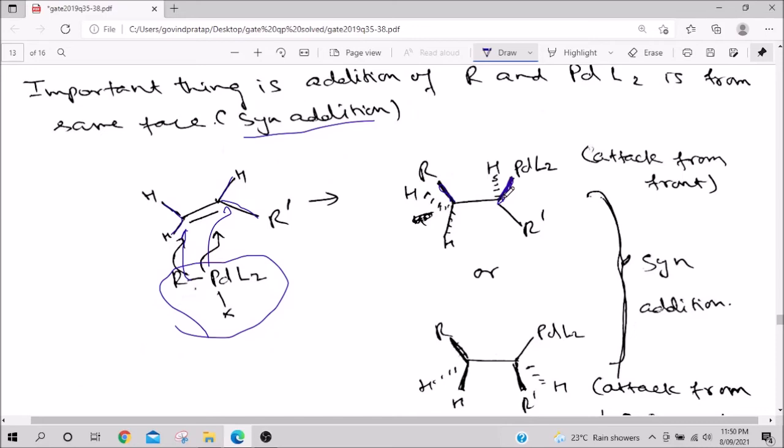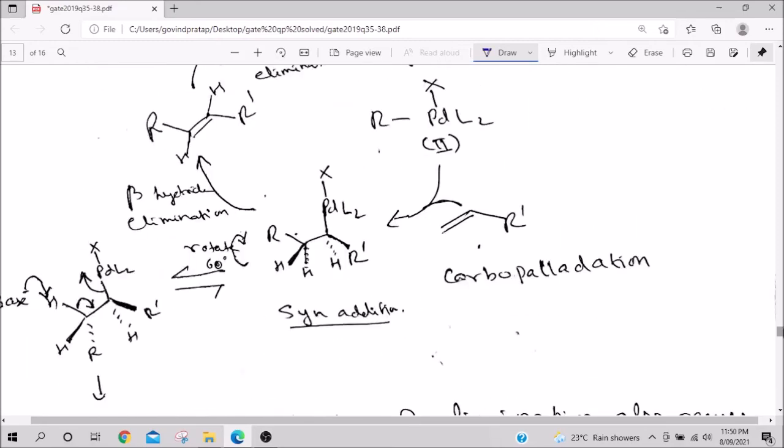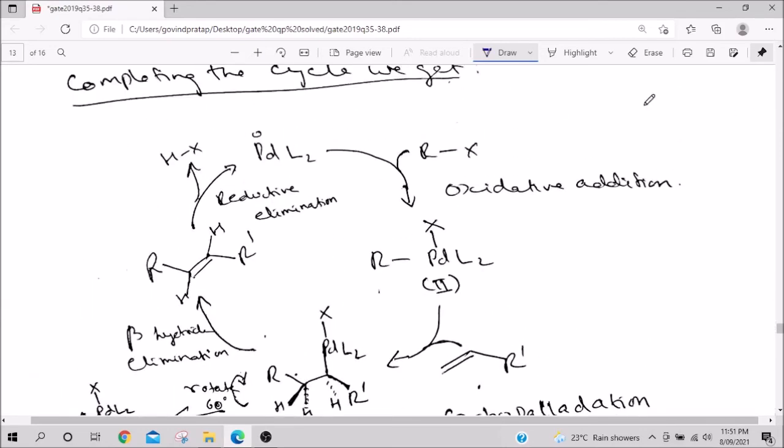And then what happens? Now this palladium has to leave to get back the alkene. Now this R will not, the carbon-carbon bond will not break, and therefore the rotation happens so that hydrogen and this palladium come syn to each other, and then elimination happens. Okay. So basically this is what happens. So here we got R and Pd, and then you rotate it, hydrogen comes front and this goes and attacks here and comes back.